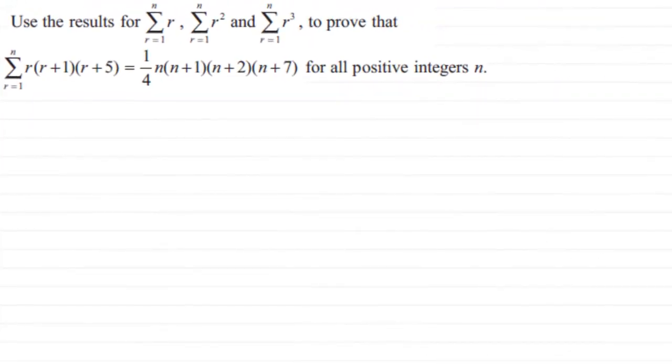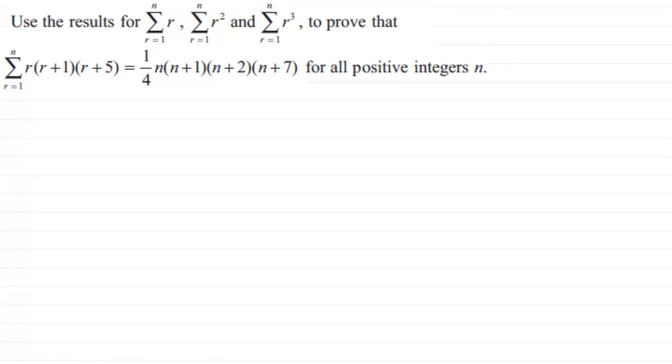Hi. Now in this part of the question we're asked to use these results for sigma r squared and sigma r cubed, going from r equals 1 to r equals n, to prove this result: that the sum of r times r plus 1 times r plus 5 equals a quarter n times n plus 1, n plus 2, n plus 7 for all positive integers n. So how do we do this?